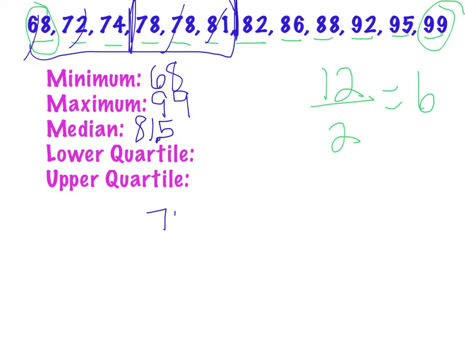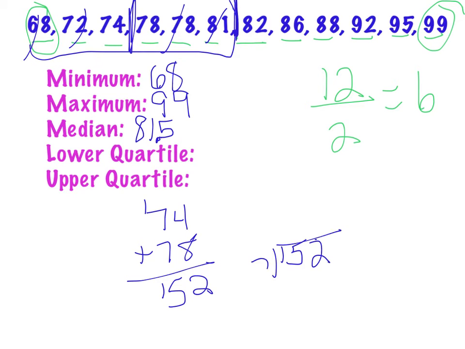So let's add them. 74 plus 78, I will get 12, carry 1, 15. So 152 divided by 2. 7, that'll give me 14, left with 12. So 76 is in the middle of 74 and 78. So 76 is my lower quartile.